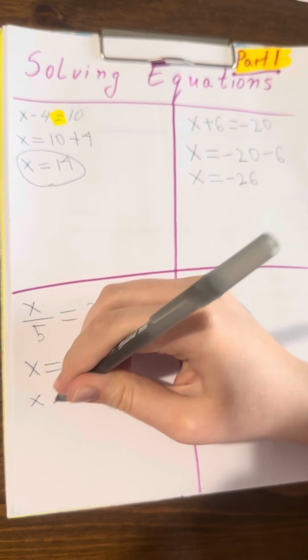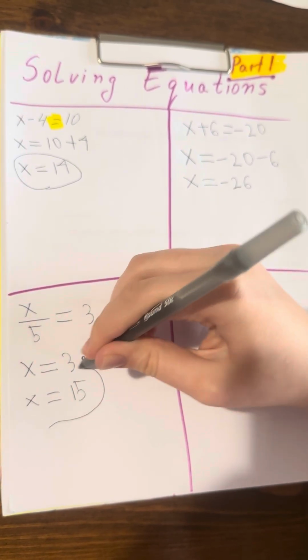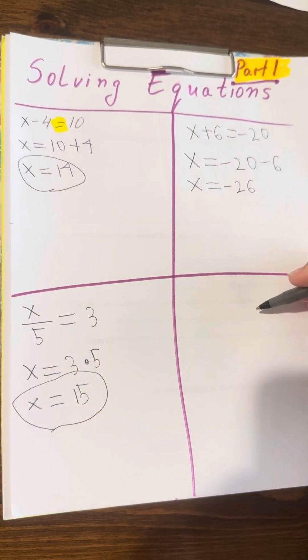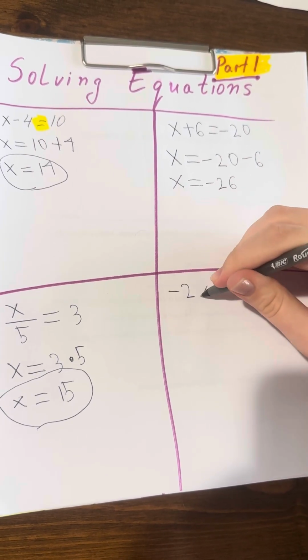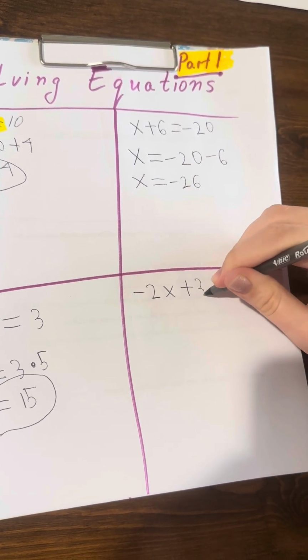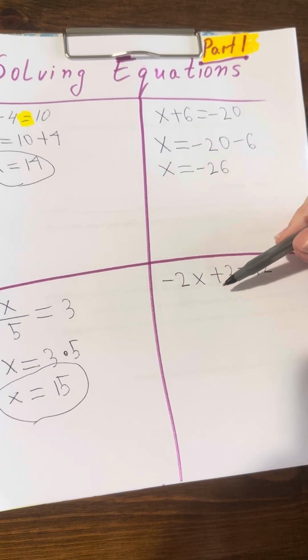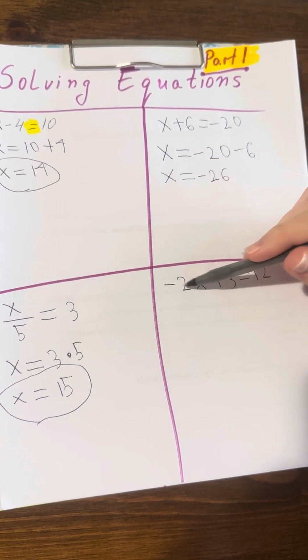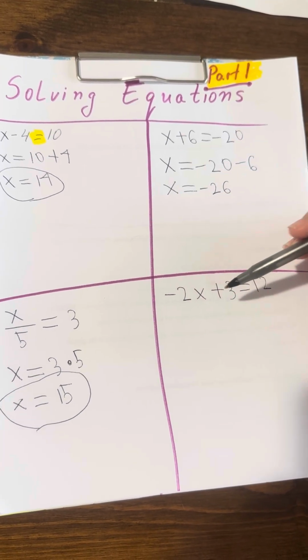And then you get your answer. 3 times 5 is 15. x is equal to 15. Last equation. Negative 2x plus 3 equals 12. Here you have negative 2 multiplying by x, so it'll end up as division.